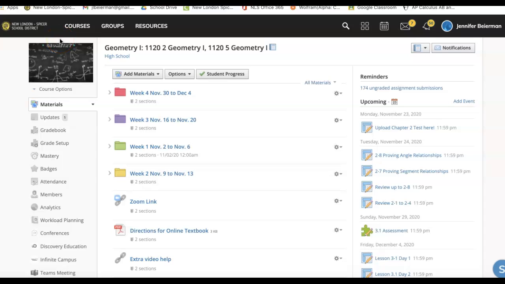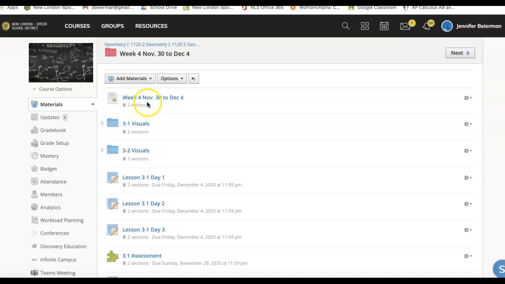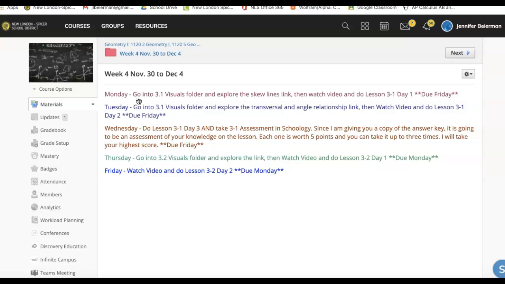Welcome back, guys. I just want to show you the week 4 folder, kind of get you orientated to what it's going to look like if you open up this folder. I've now put in the schedule here for the week, so if you open this, you're going to see the things that you should do each day.